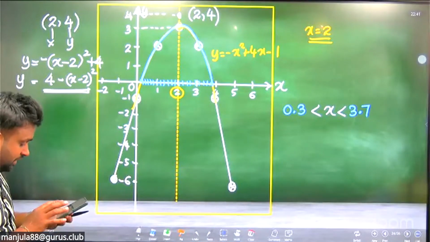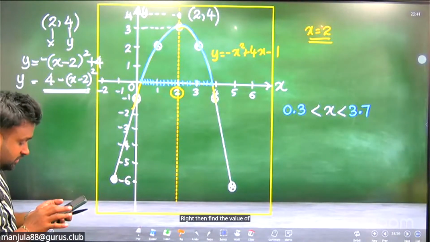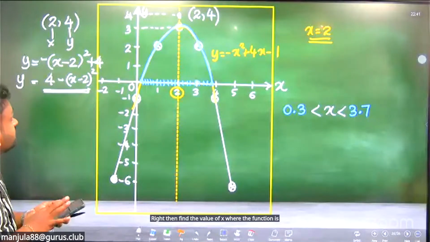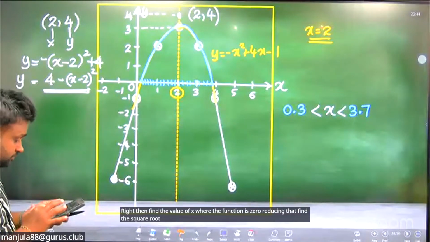Right, then find the value of x where the function is 0. Using that, find the square root. Which one?